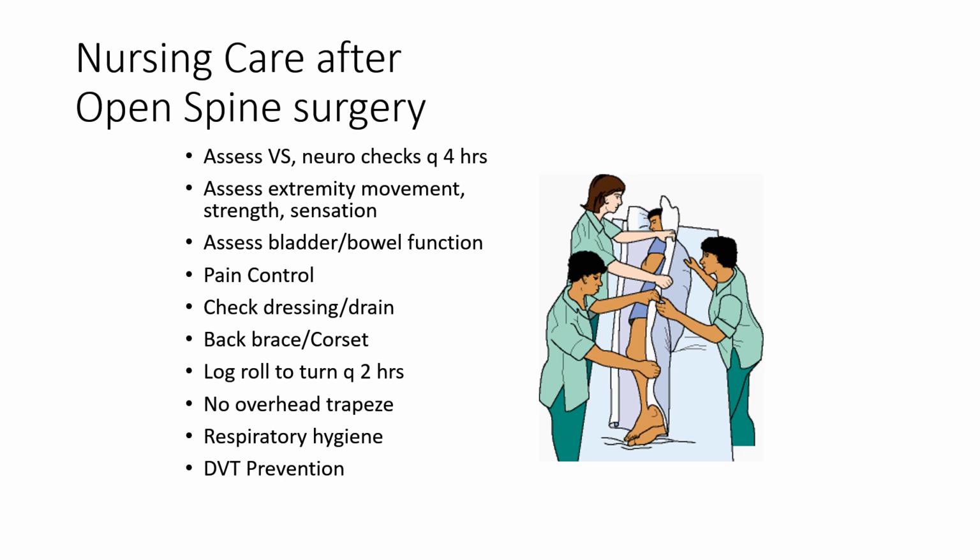We want to assess their sensation, again, and strength. We want to assess their bladder and bowel function because many of the nerves in the sacral area especially affect our ability to void and have a bowel movement. So we want to be sure and document if the patient is able to void. Pain control maybe with some opioids immediately post-op and then progressing on to something by mouth.